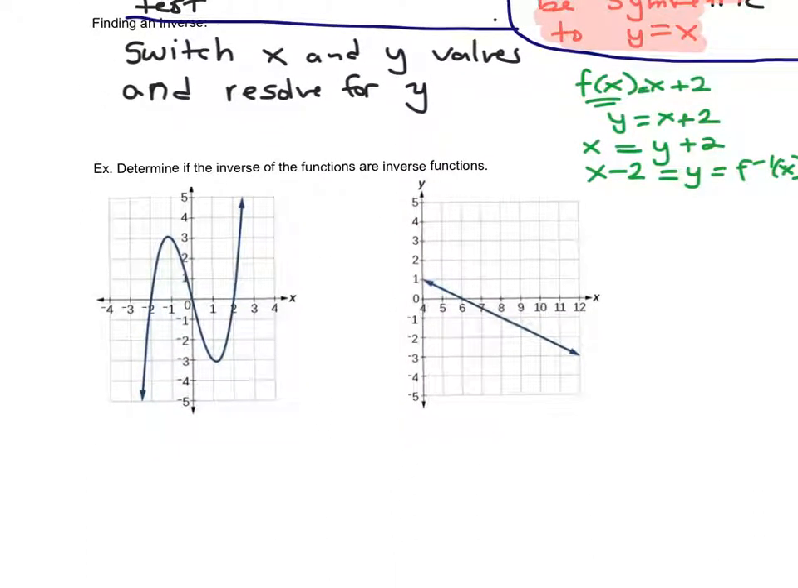So here are two examples, and we want to determine if these have inverse functions. So I want to know if this thing had an inverse, is it a function? In this case, this one is not, because if I take a horizontal line test, it does not pass the horizontal line test. So this does not have an inverse function.